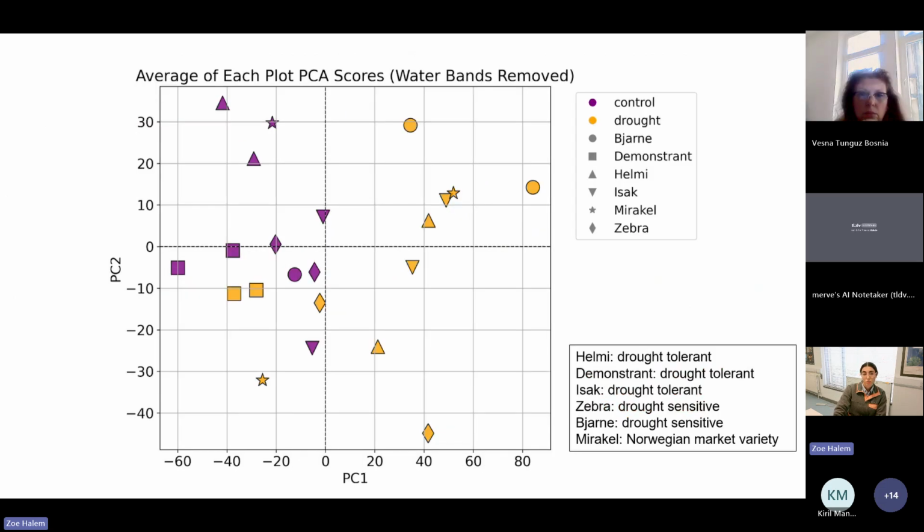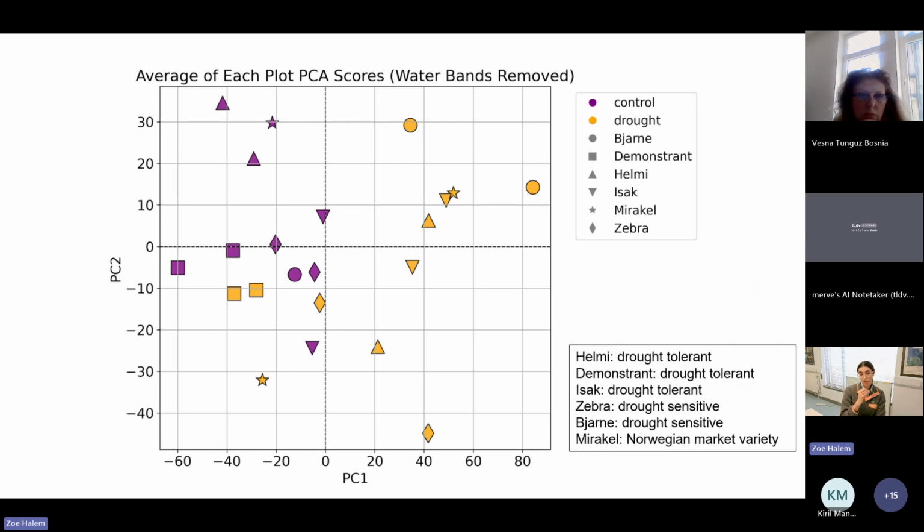We then decided to do some statistical analysis. So here is a PCA plot of the average of each plot measured with the field spectrometer. And again, we're not really seeing any sort of consistent clustering. We know that PCA is an unsupervised dimensionality reduction technique, and it doesn't consider the group structure. So potentially it's capturing variance that's unrelated to drought stress.